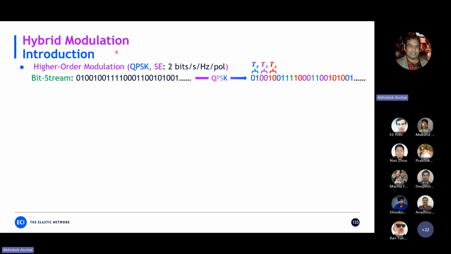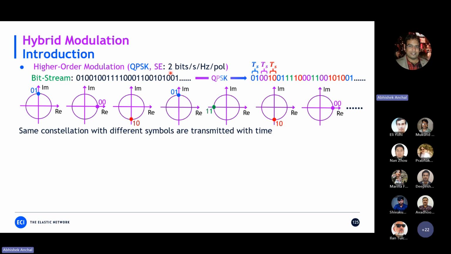If you see how the higher order modulation works, we have a bit stream coming in, and we pass it through a serial to parallel converter, and then select the 2 bits. For example, QPSK requires 2 bits per symbol. So select 2 bits for every polarization. In that symbol duration, it selects 2 bits, and so on. And for every symbol, you transmit those symbols.